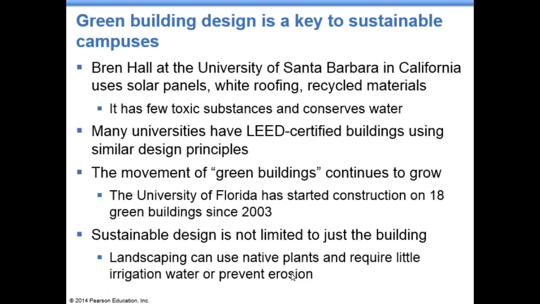So sustainable design is not limited to just the building, but it's also important to consider the landscaping. Using native plants that require little irrigation or water is important, as well as they help prevent erosion. And in our quads, we planted trees to help keep the classrooms cooler, so we don't have to use as much energy in the summertime or in the warmer weather in cooling the classrooms. So that was something that we had considered when we were planting the trees in the quad.